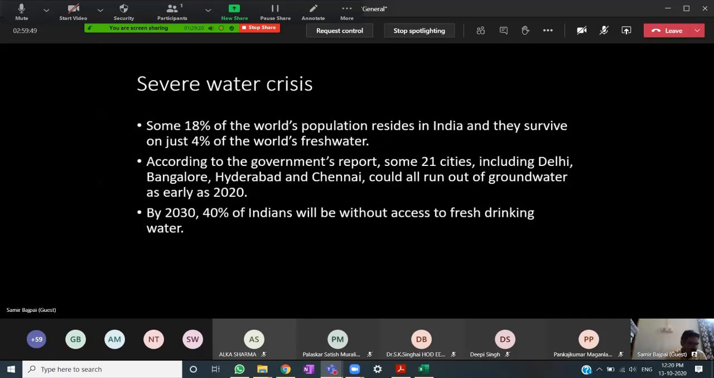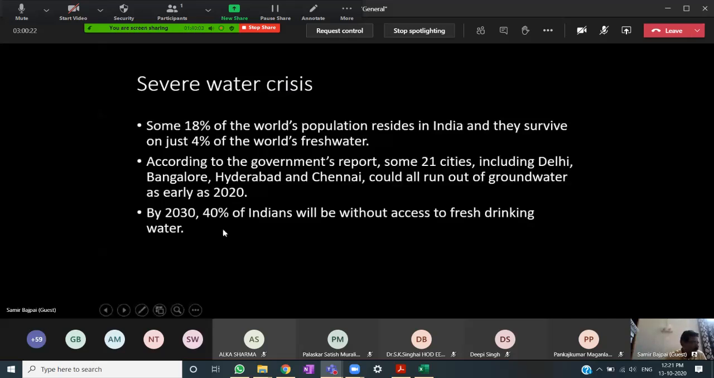And you have seen the scenario in Chennai previous summer, in Bangalore, in Hyderabad, in Delhi. There is hue and cry, even in your cities. In Raipur, come March, we see tankers going around the city, creating a lot of air pollution. We need to supply water through tankers. So by 2030, 40% of Indians will be without access to good quality fresh drinking water. That is the sort of challenge we are facing, and you can't solve it simply by money.